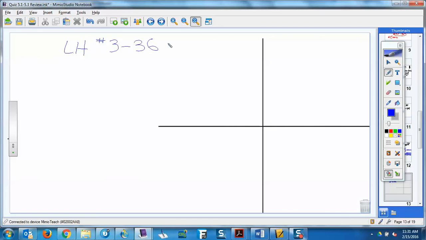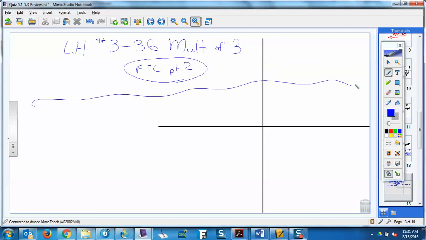So in that LH packet, let's talk about basically your homework. 3 through 36 multiples of 3. You can do more than that, but that's probably enough. So like 3, 6, 9, 12, right? So it's like 12 problems. Those are like 19 through 30. Those are fundamental theorem part 2 problems. Okay? Fundamental theorem part 2. So that's that LH packet. It's in the packet. So they're just like 19 through 30 on today's homework.